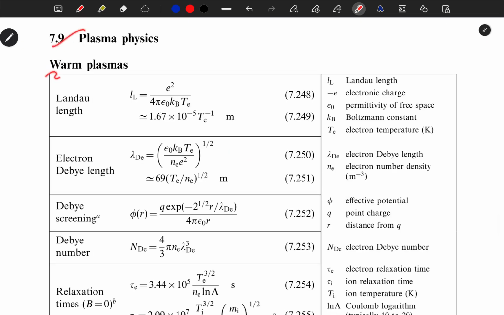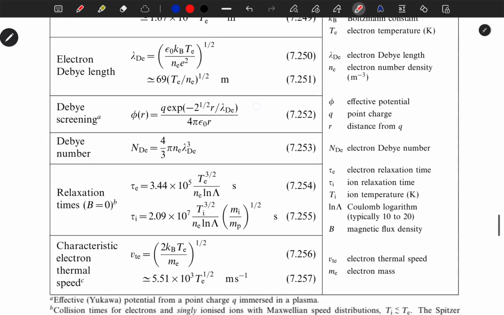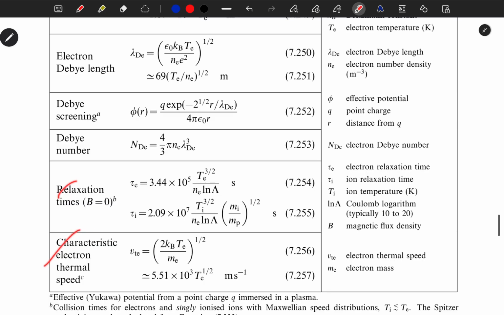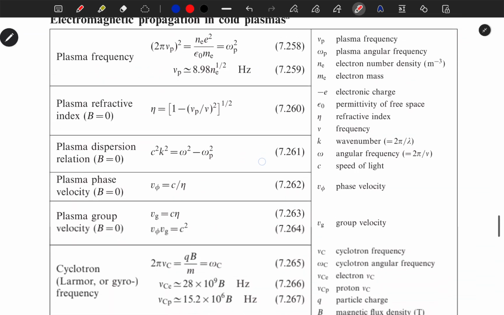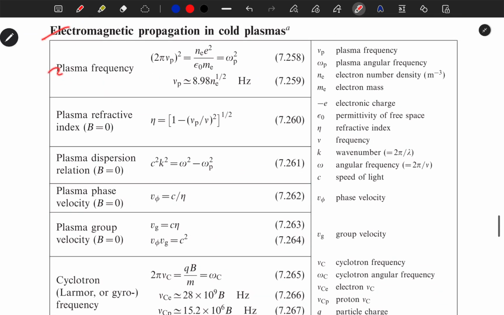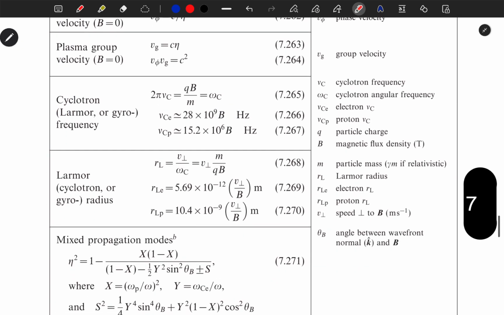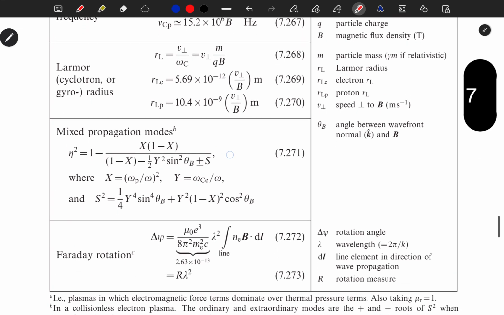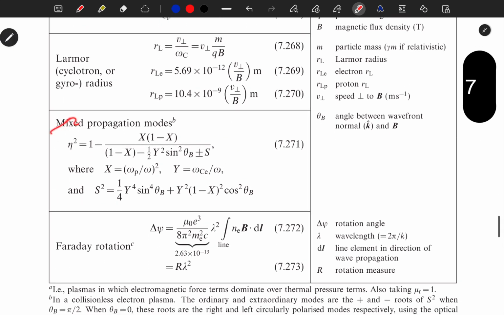Now plasma physics, plasma, Landau length, electron Debye length, Debye screening, Debye number, relaxation time, characteristic electron thermal speed. For electromagnetic propagation in cold plasma, plasma frequency is this: plasma refractive index, plasma dispersion, plasma phase velocity, plasma group velocity, cyclotron frequency, Larmor radius, mixed propagation mode, and Faraday rotation.